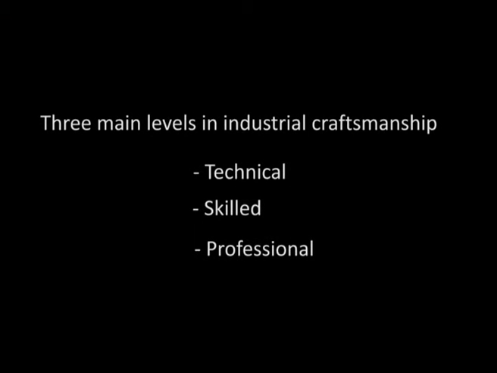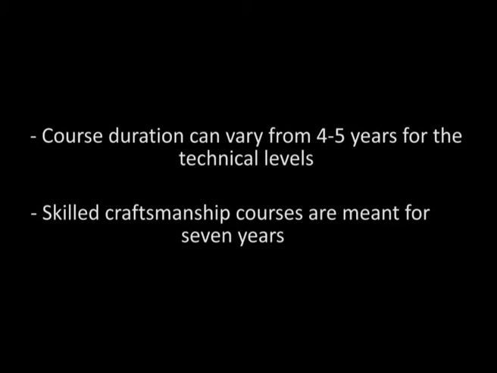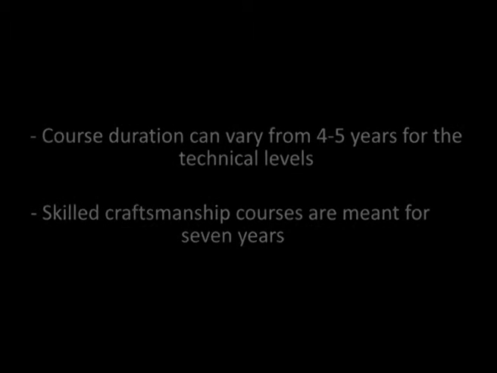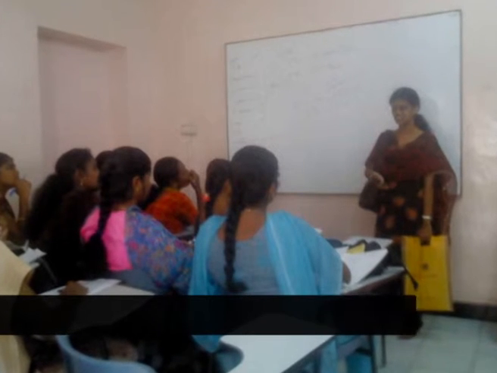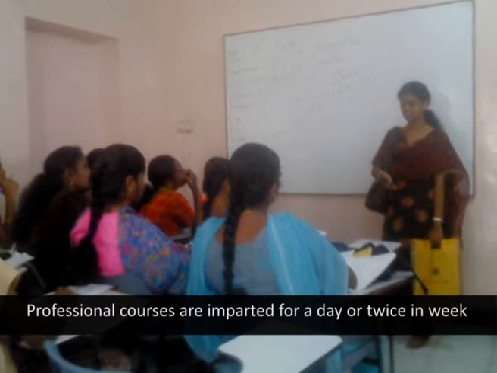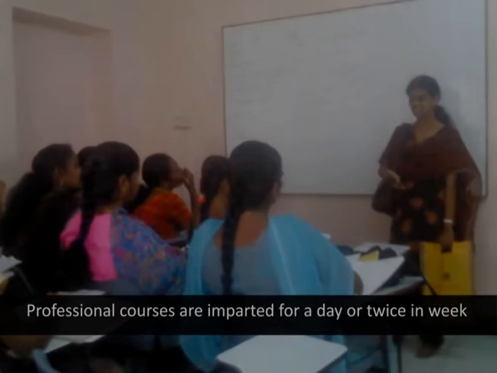Technical, skilled and professional are the three main levels in any industrial craftsmanship. The course has a purpose which determines its duration. The course duration can vary from 4 to 5 years for the technical levels, while the skilled craftsmanship courses are meant for 7 years. This helps the craftsman become more proficient. The professional courses are imparted for a day or twice in a week, especially on the weekends.